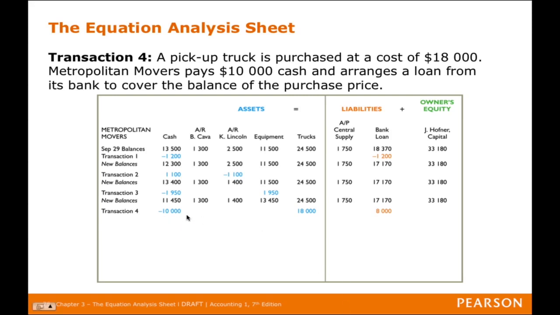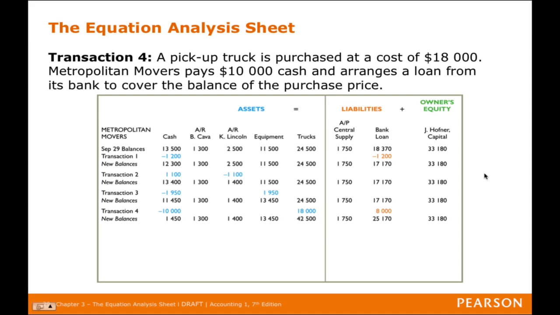So in this transaction, we're decreasing cash by $10,000 and increasing trucks by $18,000, and there is a difference there of $8,000. And we see on the liabilities and owner's equity side, we have the increase of $8,000 there. And if you go back and look at any of the previous transactions, you'll see that for transaction 3, we've decreased cash but increased equipment, so balanced out that side of the equation analysis sheet. The same thing has happened in transaction 2, and in transaction 1, we've decreased assets and decreased liabilities, so that's how our fundamental accounting equation remains in balance.